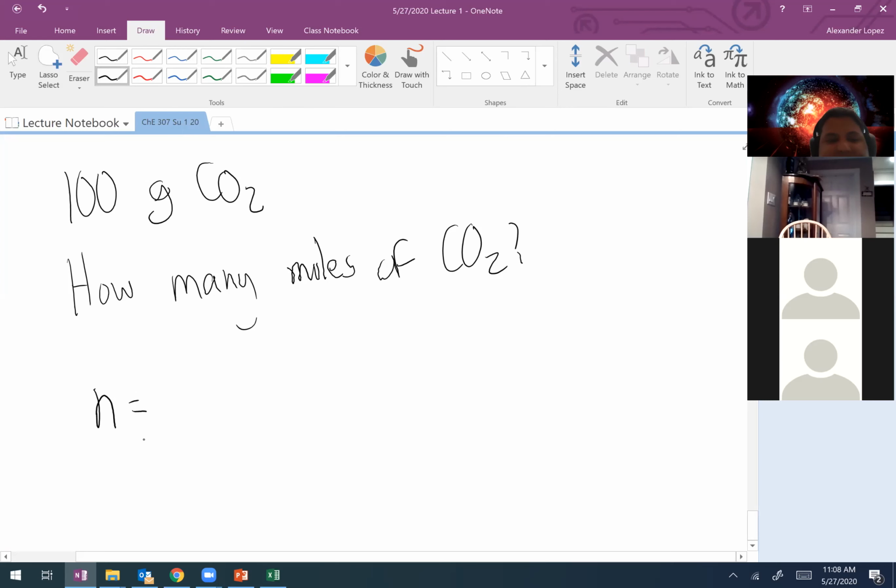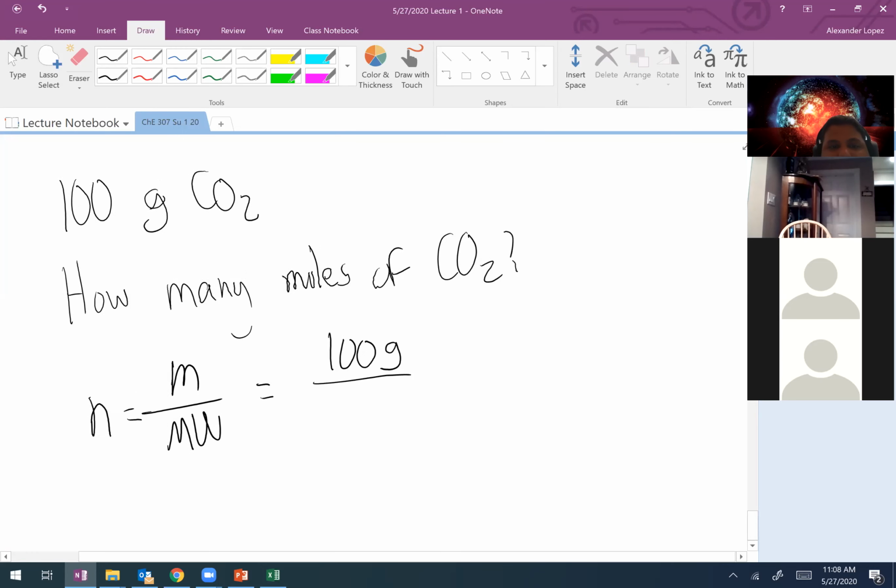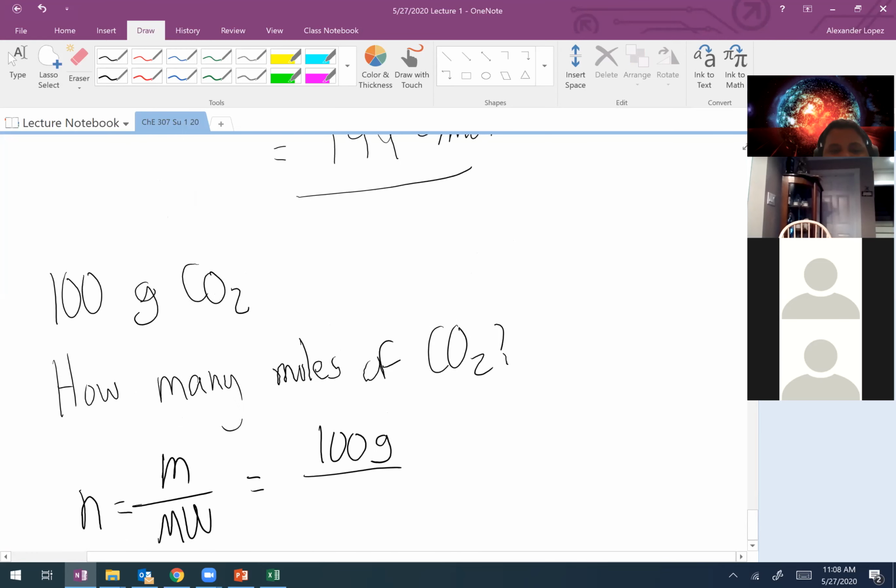The number of moles of a substance is its mass over its molecular weight. And so if I have 100 grams, I need to know what's the molecular weight of CO2. But I can do the same type of calculation as I did above.